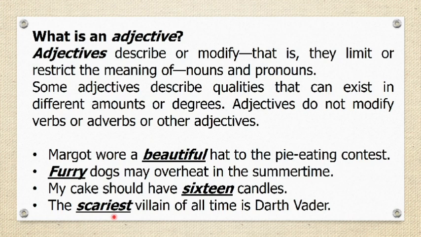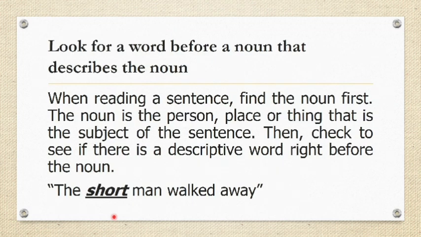So how do we recognize adjectives in these sentences? Here are some tips. First, look for a word before a noun that describes the noun. This is the most typical way to use an adjective. When reading a sentence, find the noun first. The noun is the person, place, or thing that is the subject of the sentence. Then, check to see if there is a descriptive word right before the noun.